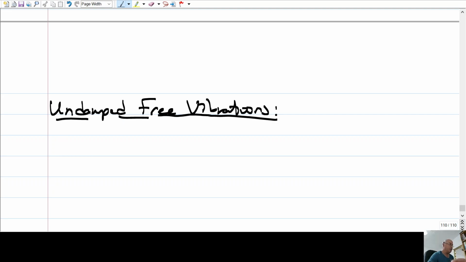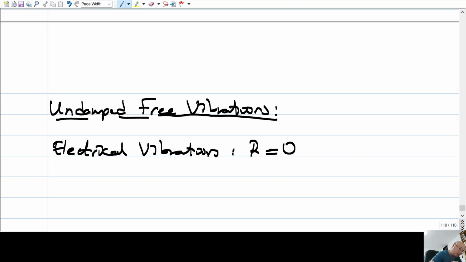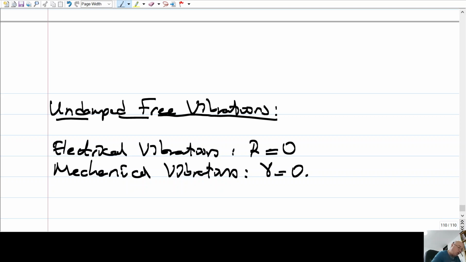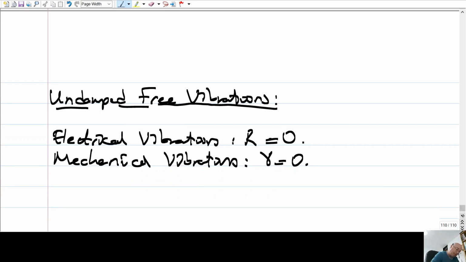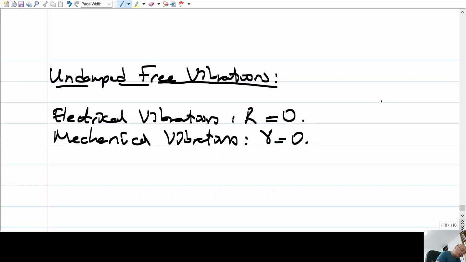Undamped means, in electrical vibrations, the resistance is zero. In mechanical vibrations, gamma is zero. So the coefficient of the first derivative term is zero. Maybe mechanically this is something like this.